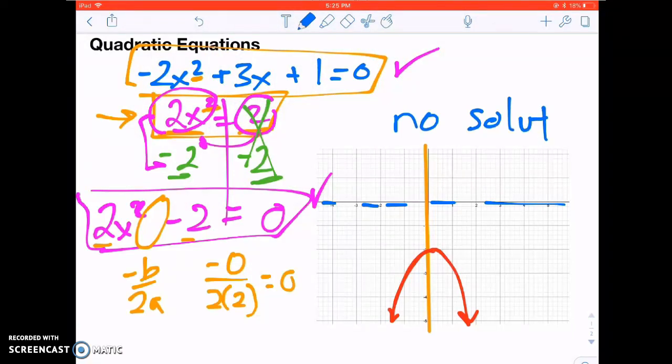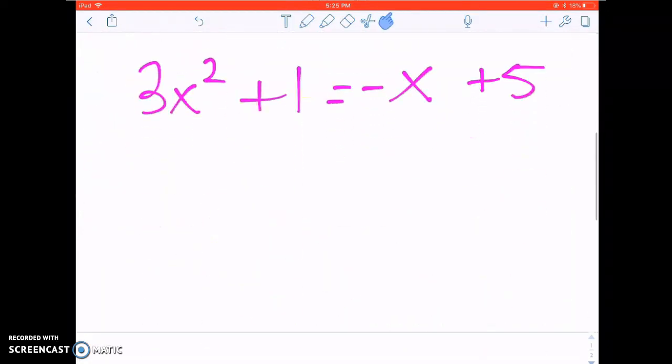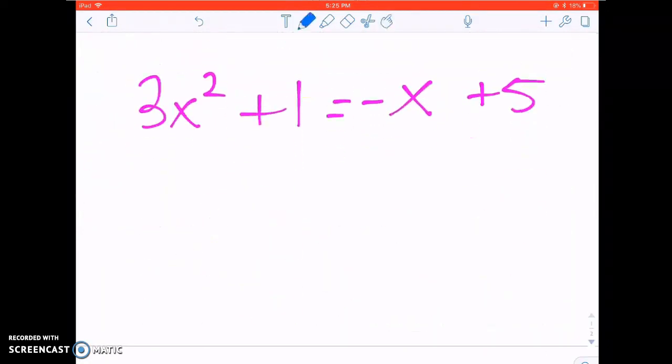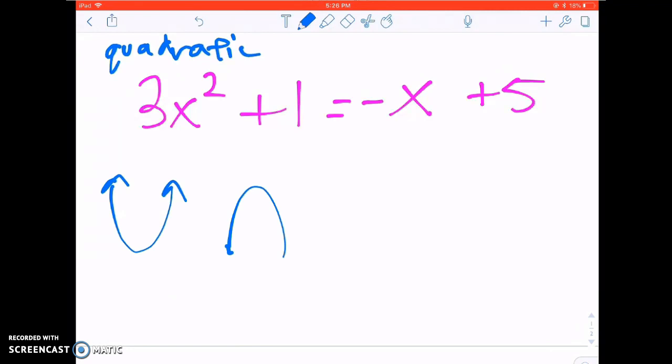But the key is to be able to convert your equation to get everything on one side. We're going to look at just one more. Check this one out. We can see that there's an x squared term, so we know this is indeed quadratic, which means on a graph it's going to look like this or like this.